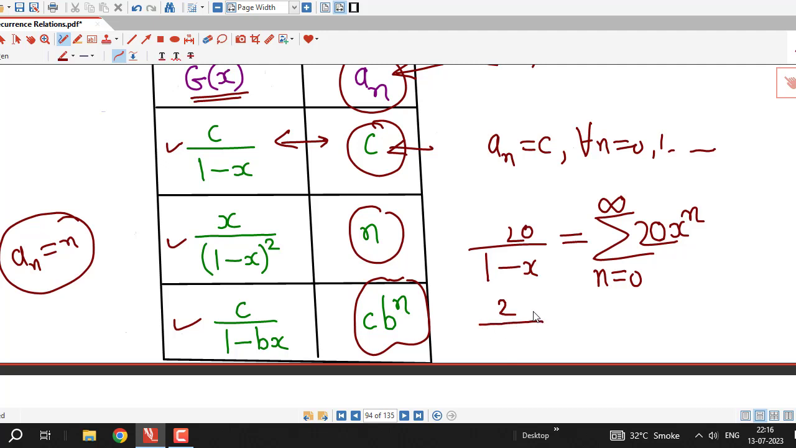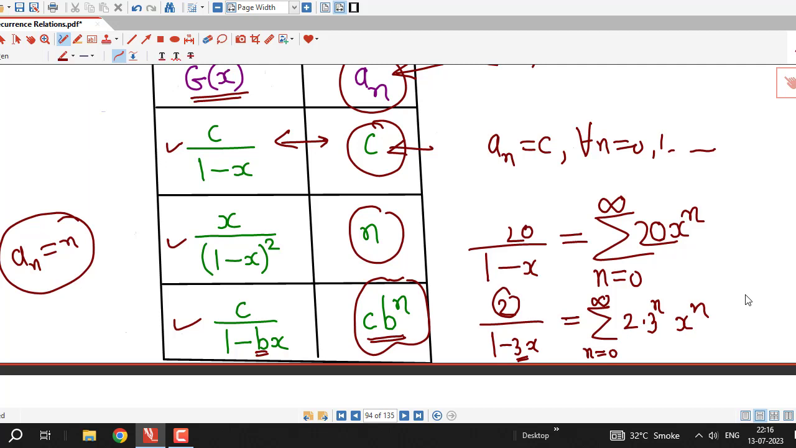Suppose I have 2 over 1 minus 3x. If I compare, then c equal to 2 and b equal to 3, and the corresponding series is sigma n equal to 0 to infinity an x raised to n, where an is c times b raised to n. Here c is 2 and b is 3, so I have written 2 into 3 raised to n into x raised to n.